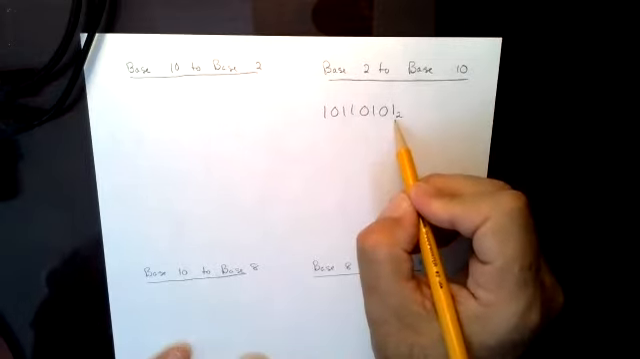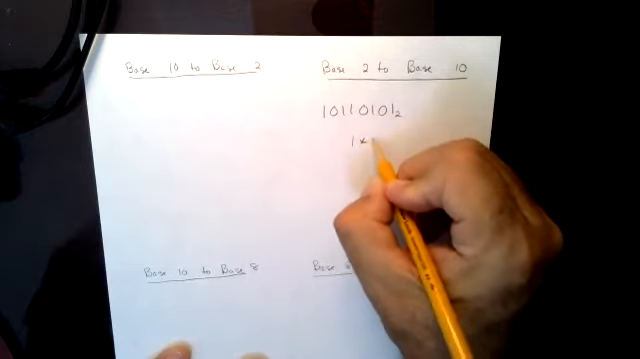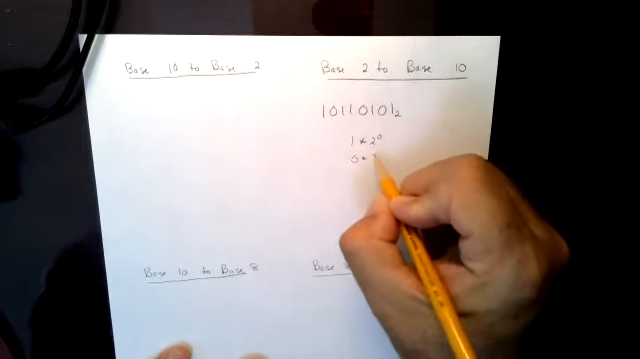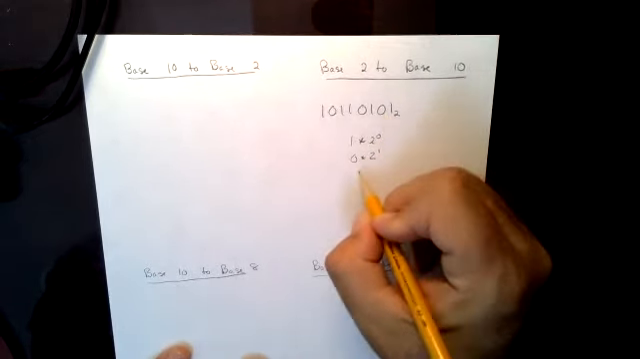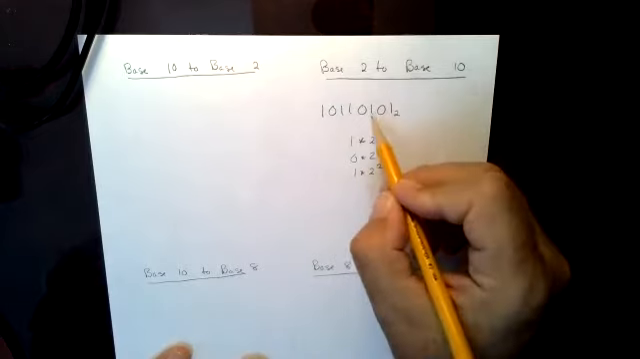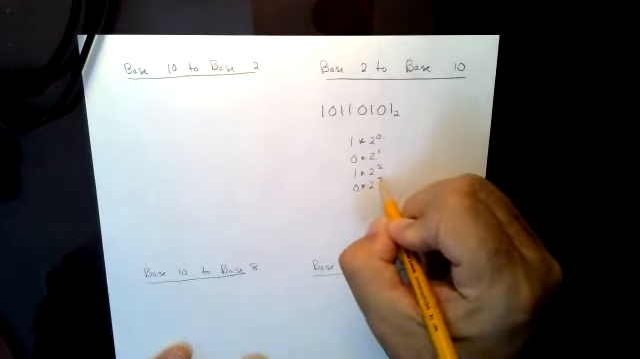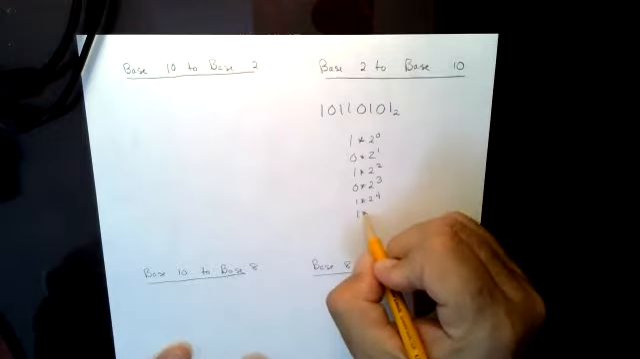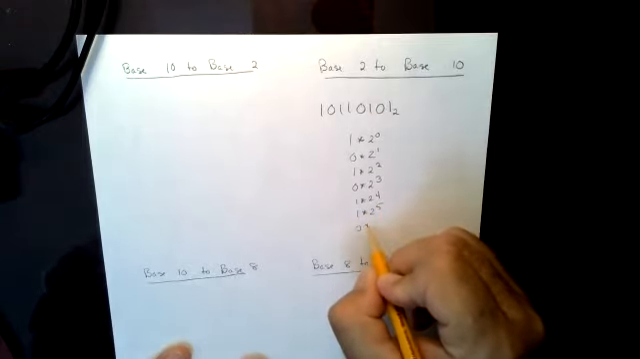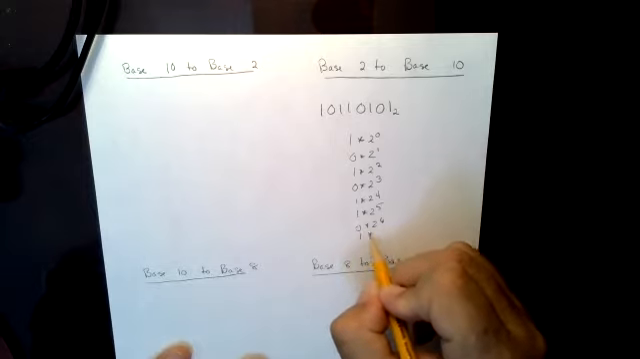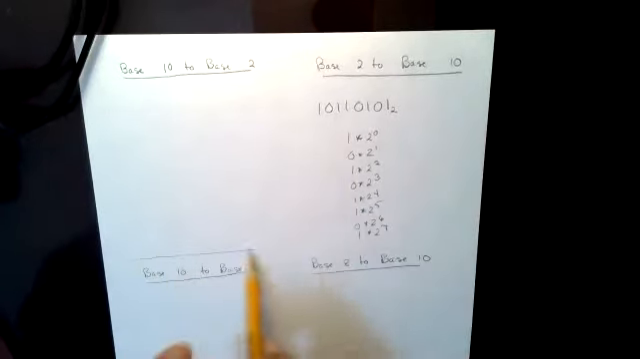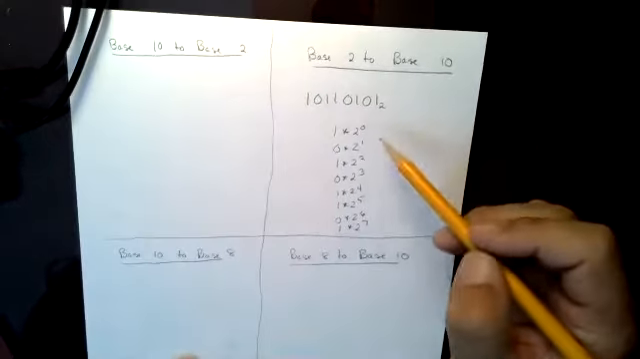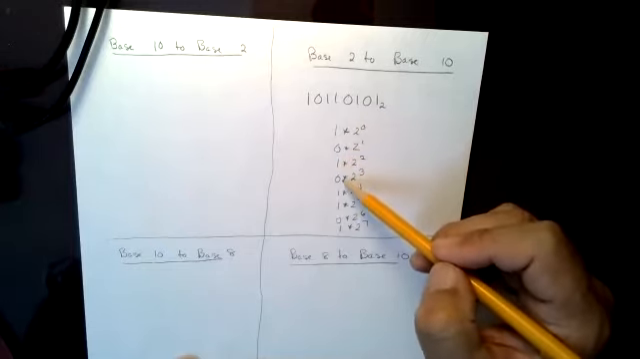So for this one, I'm going to say this is 1 times 2 to the 0 power, 0 times 2 to the first power, 1 times 2 to the second power, 0 times 2 to the third power, 1 times 2 to the fourth power, 1 times 2 to the fifth, 0 times 2 to the sixth, and 1 times 2 to the seventh power.